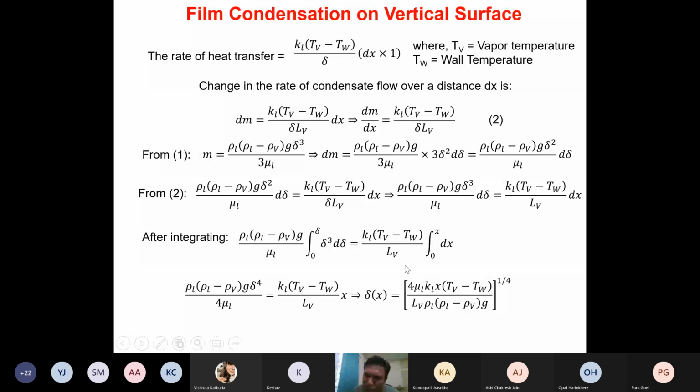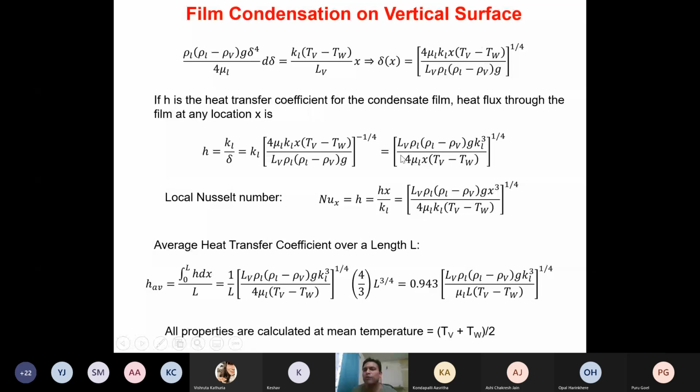Based on this, now I can find out the heat transfer coefficient. Remember, heat transfer coefficient is what? Heat transfer coefficient is given as KL by delta, isn't it? KL by delta. That is what we have seen from the film theory. So that is what has been calculated here, isn't it? H is given as KL by delta. So again, this KL and delta we have already obtained from this. We just divide it here. So by rearranging, what we get is LV (rho L minus rho V) G KL cube divided by 4 mu L x (TV minus TW) and raised to the power 1 by 4.